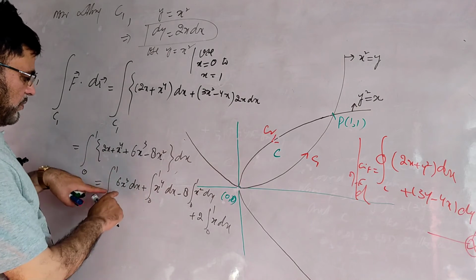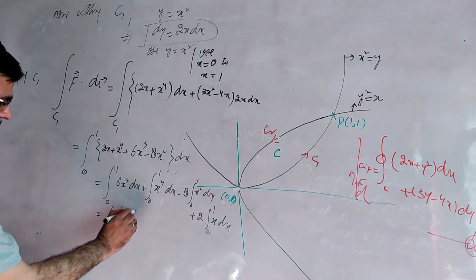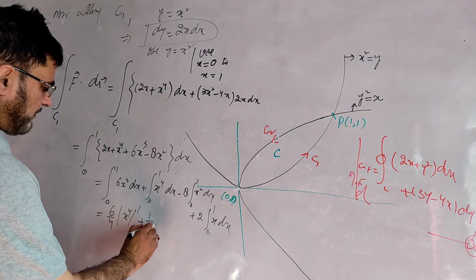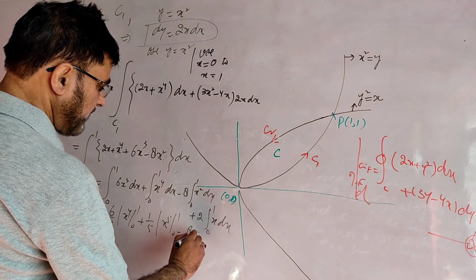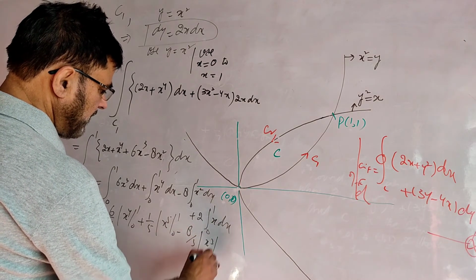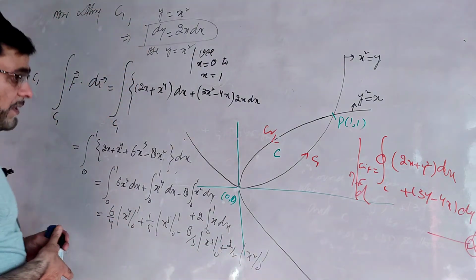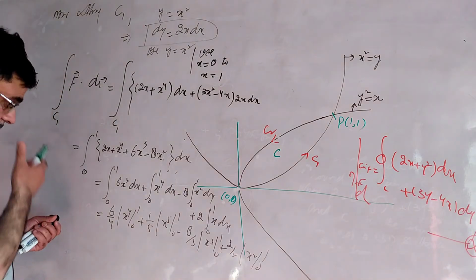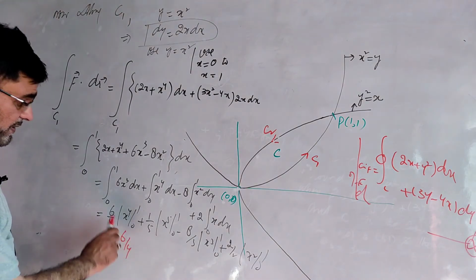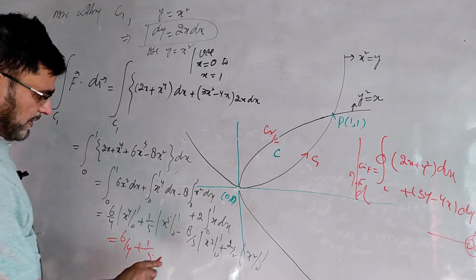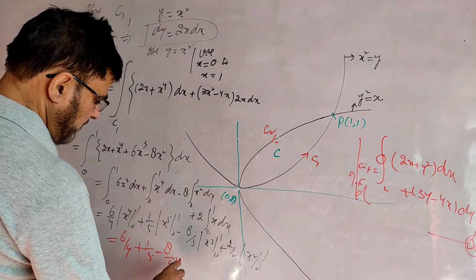Now integrate this. This is 6 by 4 x4 from 0 to 1, plus 1 by 5 x5 from 0 to 1, minus 8 by 3 x cube from 0 to 1, plus 2 by 2 x square from 0 to 1. I am just integrating this. By integral, what you get? Well, this is 6 by 4 times 1 minus 0, plus 1 by 5, minus 8 by 3, plus 1 minus 0, it is 1.